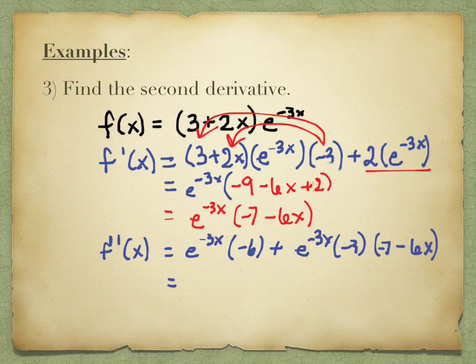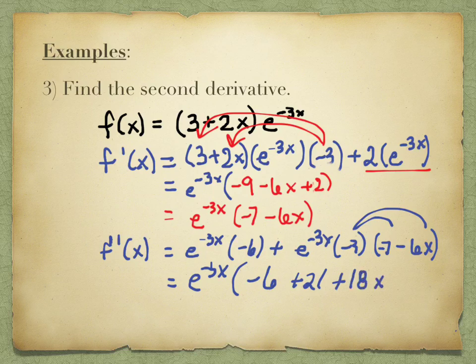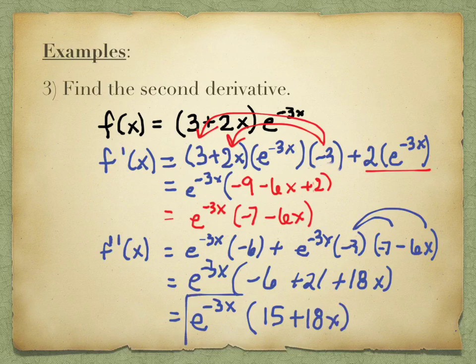Okay, so I can factor out just like I did the first time around. I can write this as e to the negative 3x factored out. I've got the negative 6 that I've got left, and then I've got this negative 3 times the negative 7 and the negative 6x. So I have plus 21 and plus 18x. So far, so good? Okay, so I have e to the negative 3x. And then negative 6 plus 21 is 15 plus 18x. And this would be my second derivative.